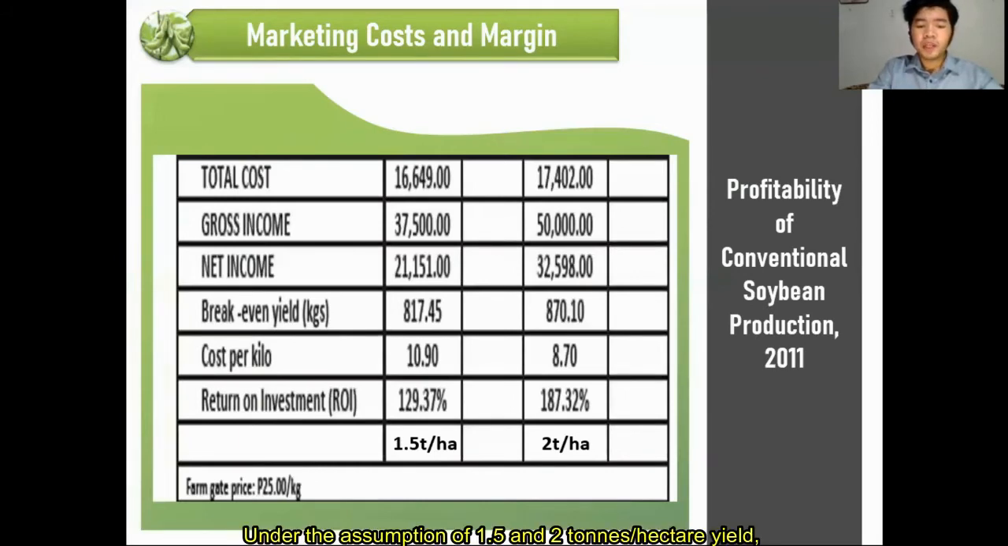Under the assumption of 1.5 tons and 2 tons per hectare yield, the ROI is projected to be 129.37% and 187.32% respectively, with a 25 pesos per kilogram farm gate price.